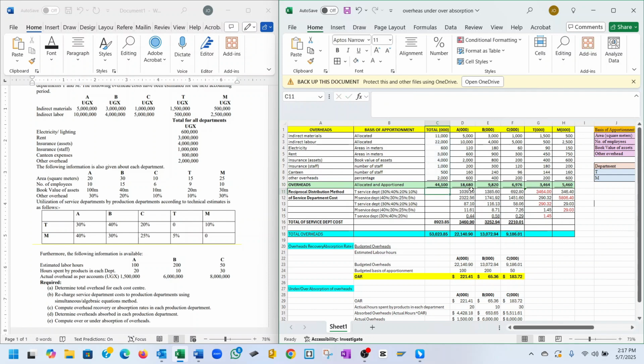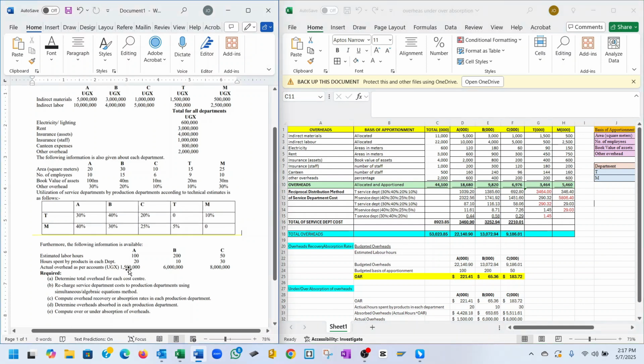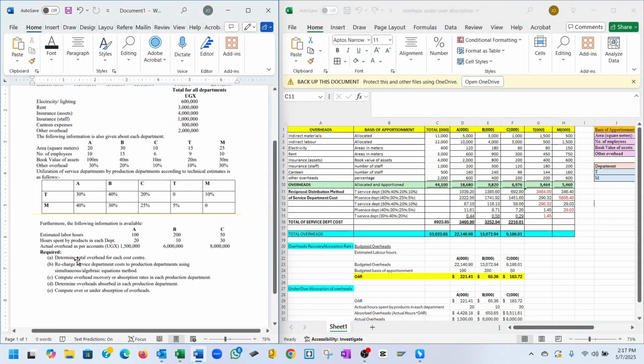And for department A is 18,680. Department B, 9,820 in millions. Then 6,976 for C, 3,464 for T, and 5,464 M. Okay, so the first part of the question has been fulfilled. That is the A part.